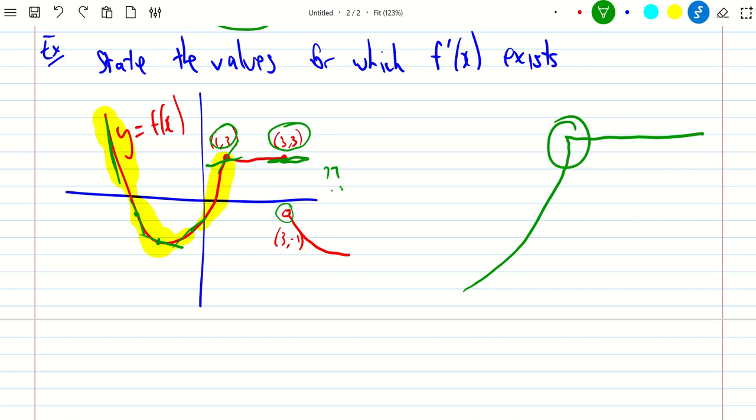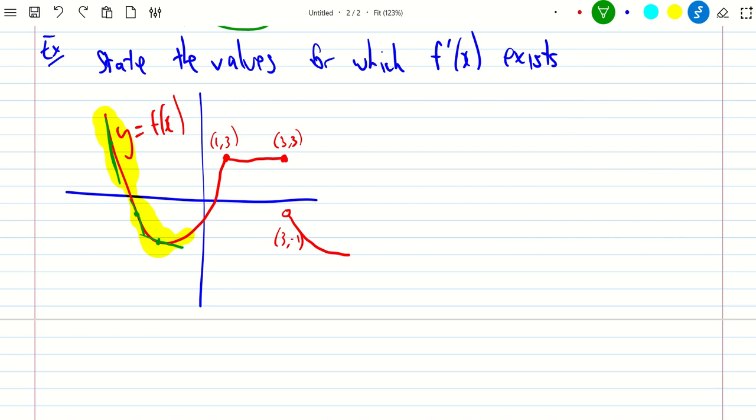Okay, so I'll get rid of all my scribblings and have a look at this much better. What it means is that the gradient is not defined when it's not smooth and continuous. So at that point, it is not smooth, so the gradient doesn't exist. The derivative doesn't exist at that point. This point, the line is not continuous. There's this big gap between that point and that point.